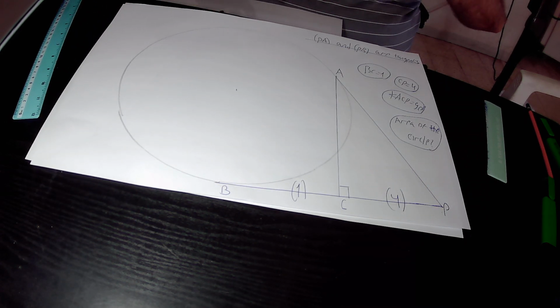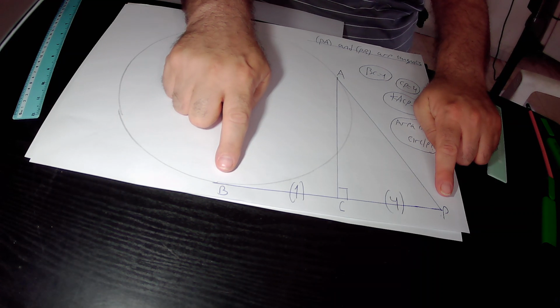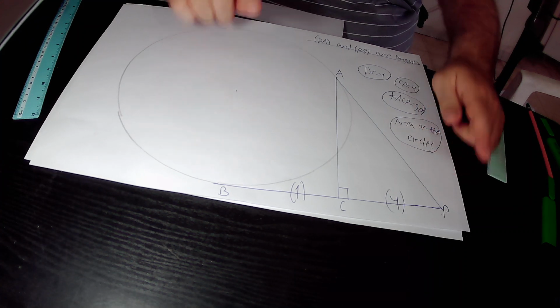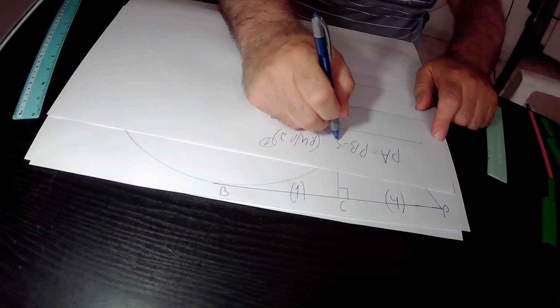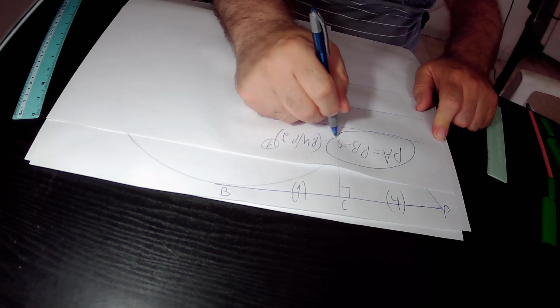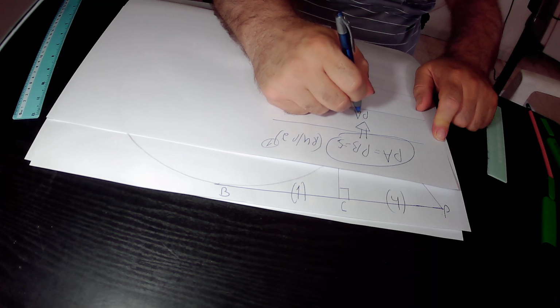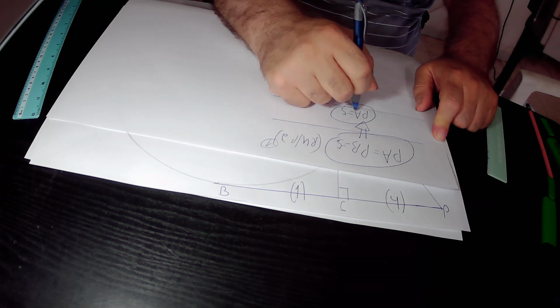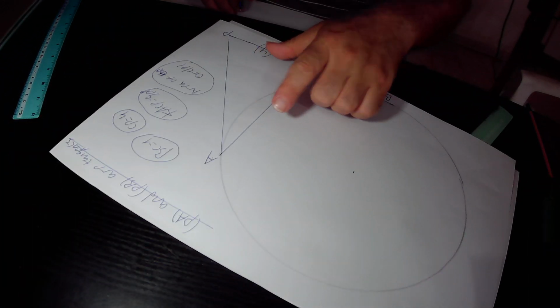But it is given in the question that the length of tangent PB is equal to 4 plus 1, that is 5. PB equals 5. So if you write here that PB equals 5, and from this equation, PA equals PB equals 5, we will derive that PA is also equal to 5 units in its length. So here PA equals 5.